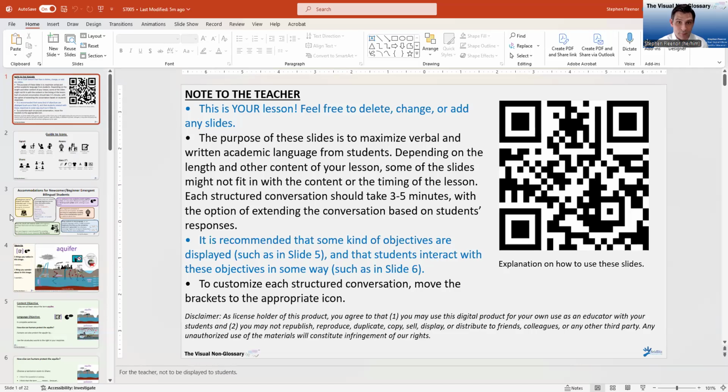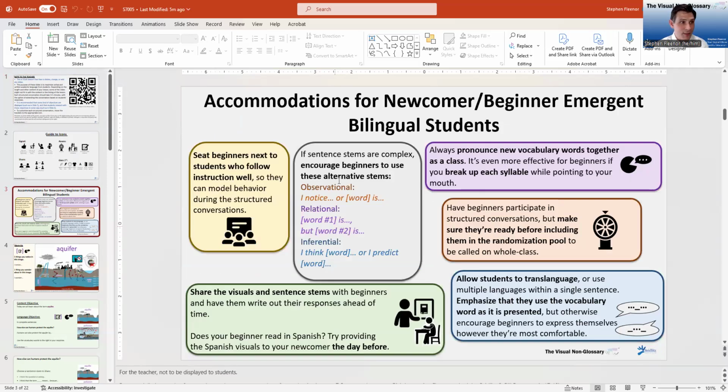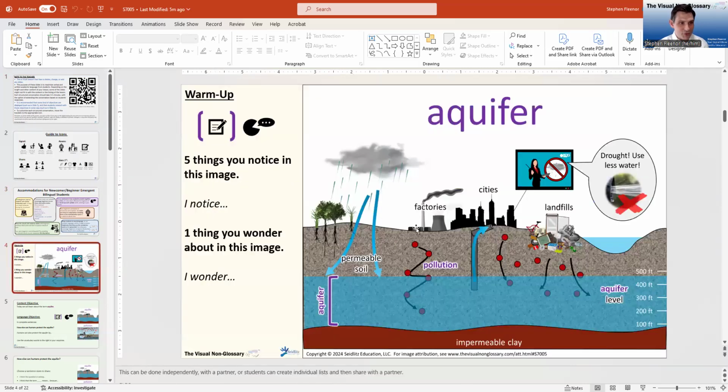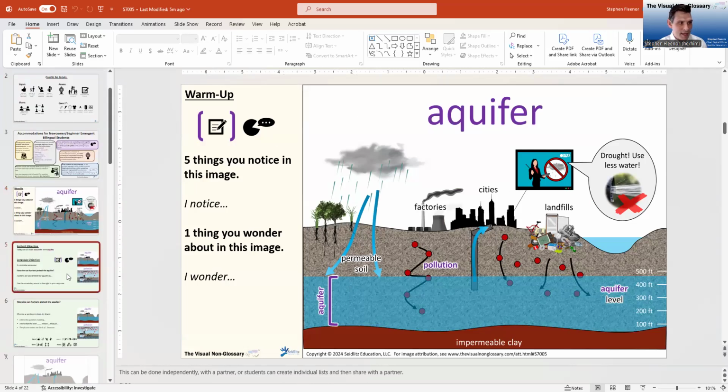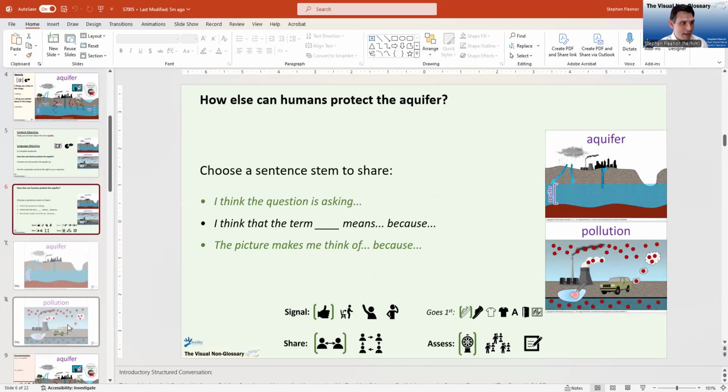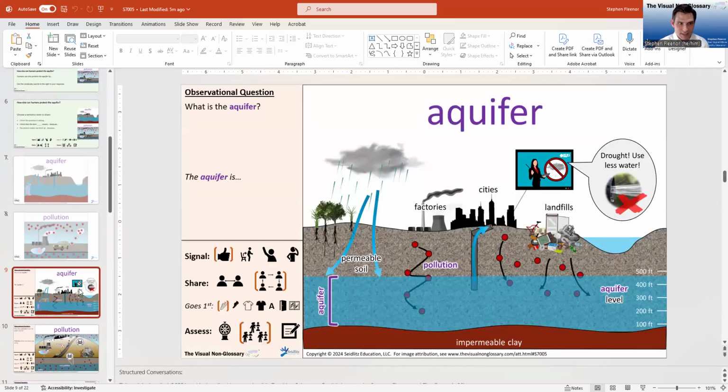And all of the lesson plans on the Visual and Glossary are structured very similarly. They have some information for teachers, including accommodation strategies for newcomers or beginner emergent bilingual students. Then they feature the structured visual in a lot of different ways, in the form of a warm-up, in objectives, as well as in structured conversations.